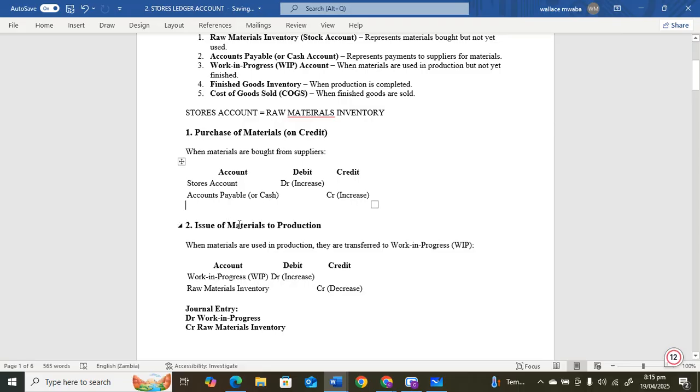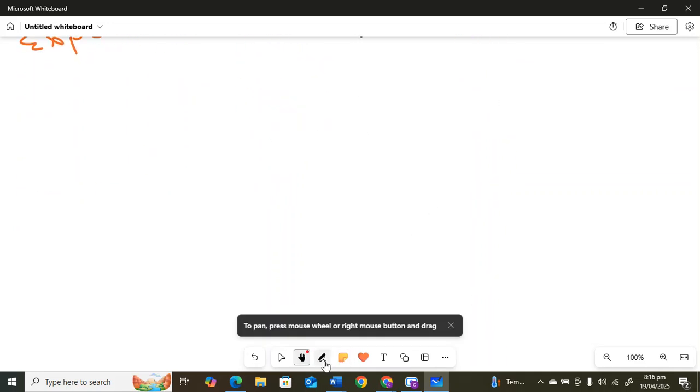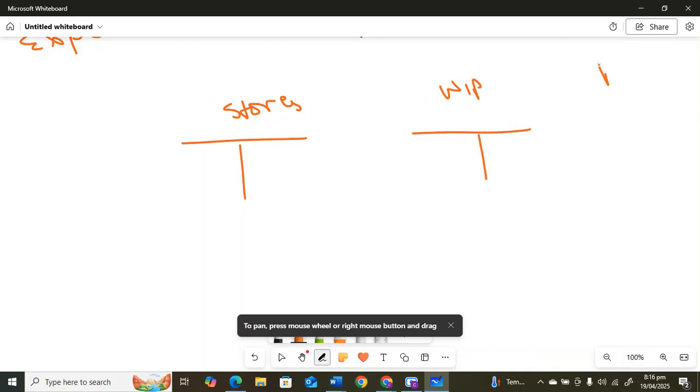Next, the issue of materials to production. So here it's just like raw materials, they are now going to start being used. The work in progress account is also an asset account. So think of it like this here. You've got stores, this is where the raw materials come in. You've got work in progress, and you've got finished goods.